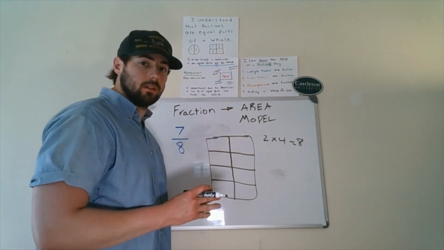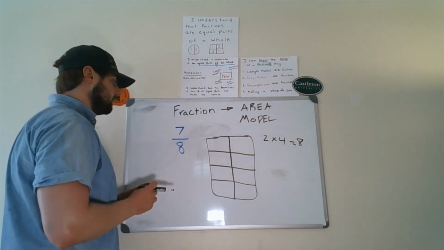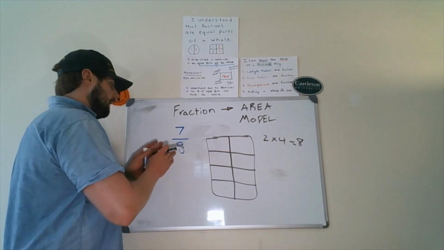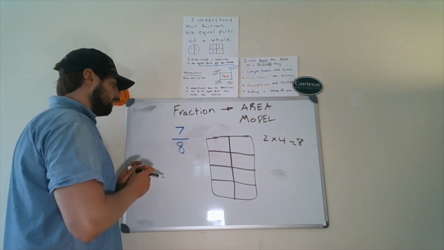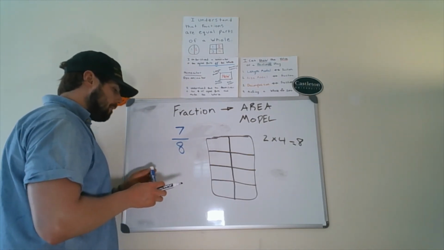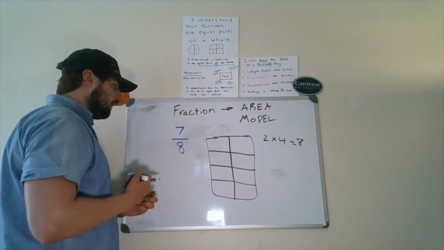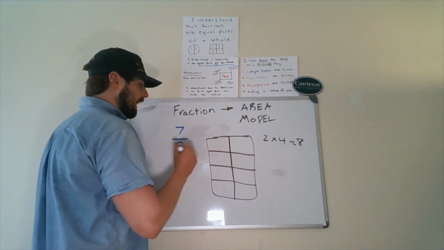What parts are we showing? What is the value of 7/8? What are the parts in this 7/8? The parts of this fraction. I need to look at that numerator. How many eighths? How many eighths do I need to show? I need to show 7.